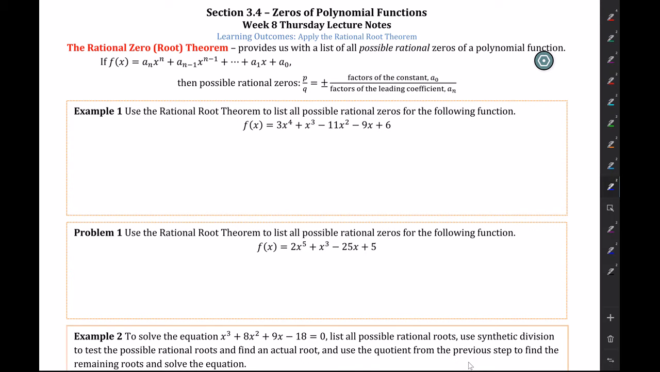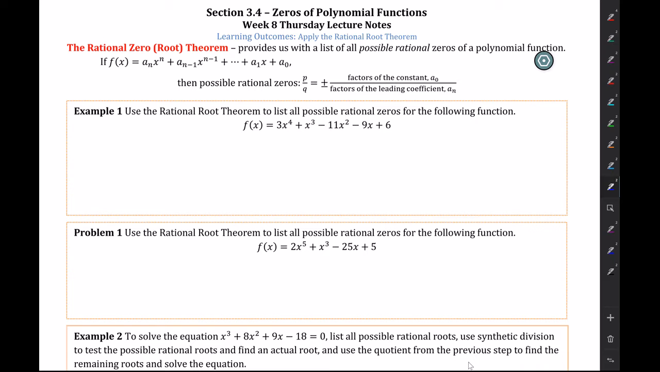Okay, today we're going to look at the rational root theorem. That is a really useful theorem. It helps you find all of the possible roots of a polynomial, or at least all the possible rational roots of a polynomial. And remember, a rational number is just an integer over an integer.